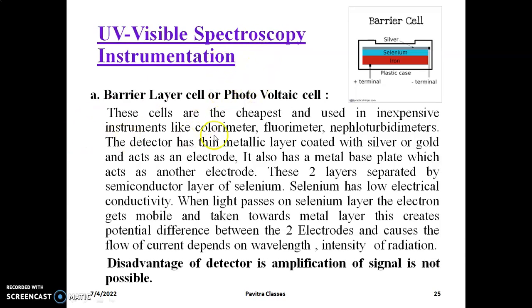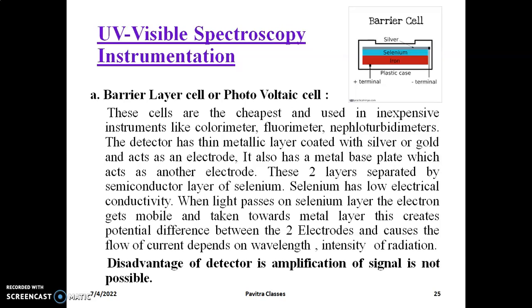In this detector, there is a thin metallic layer coated with silver or gold. It acts as a cathode, and it also has a metal base downside. It acts as an anode, maybe silver oxide. The two layers, the metal layer and the metal base layer, are separated by a semiconductor layer of selenium, because selenium has very good electrical conductivity.